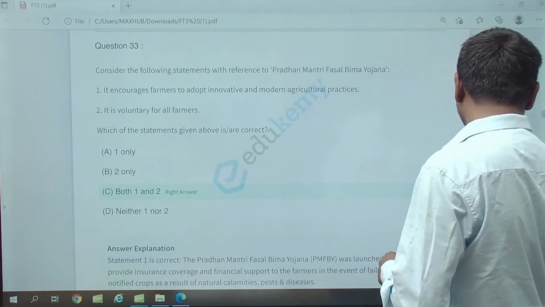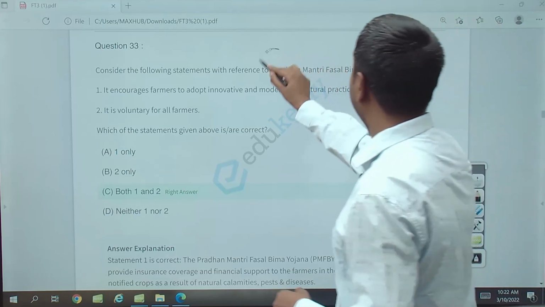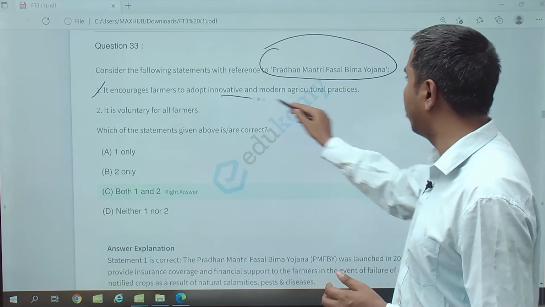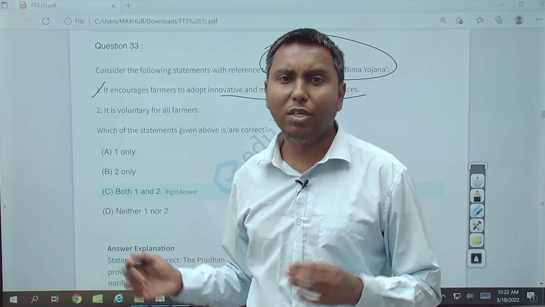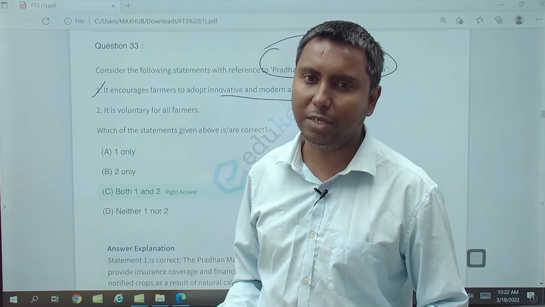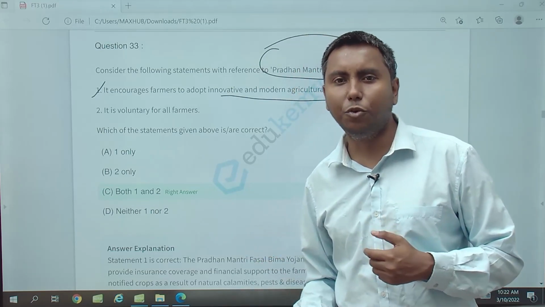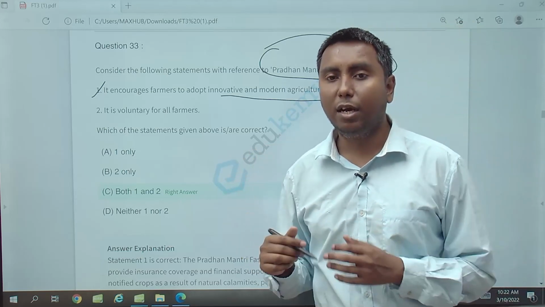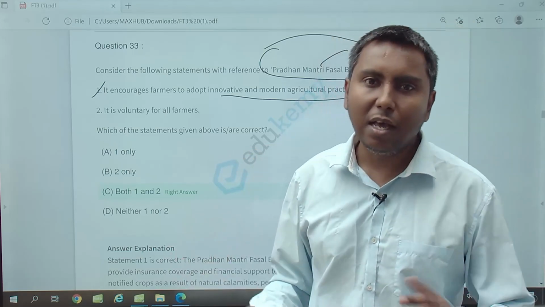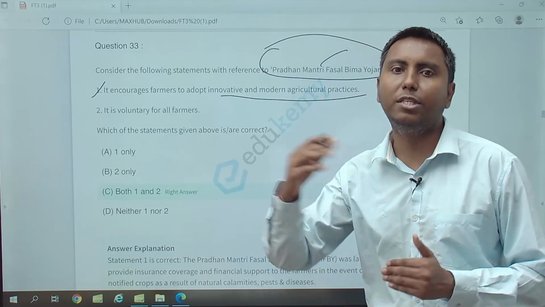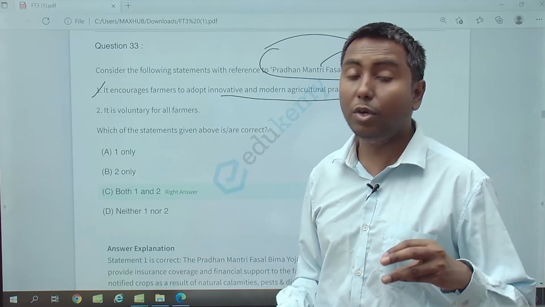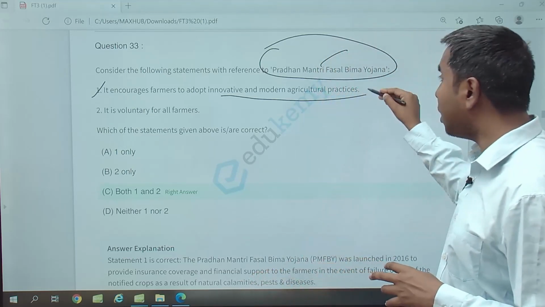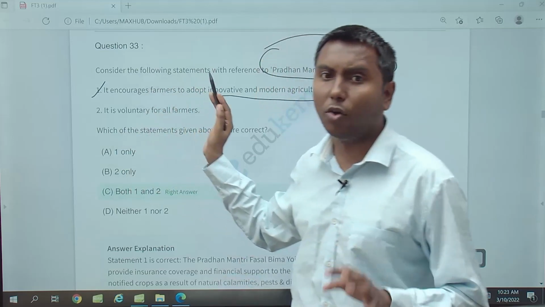Okay, consider the following statements with reference to Pradhan Mantri Fasal Bima Yojana. Okay. Now, statement number 1, it encourages farmers to adopt innovative and modern agricultural practices. Now, this is a very straightforward statement. There's nothing wrong with this statement. Even if you don't know much about it, this is Fasal Bima Yojana, so it helps farmers manage risk, and anything which will reduce risk will encourage farmers to adopt innovative and modern agriculture practices. So 1 is correct.